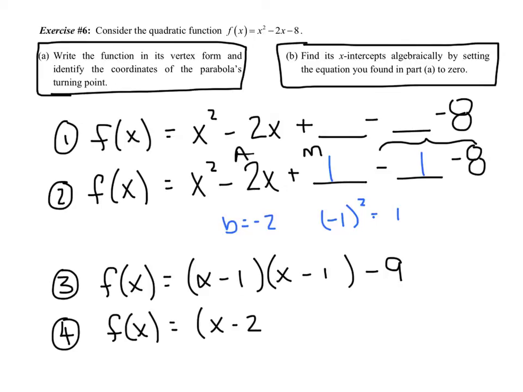Whoop, almost wrote a 2 there. Whew. That would have been bad. Okay, minus 9. And that right there is my answer for Part A.